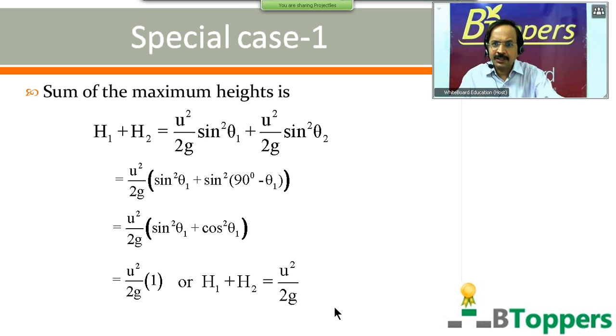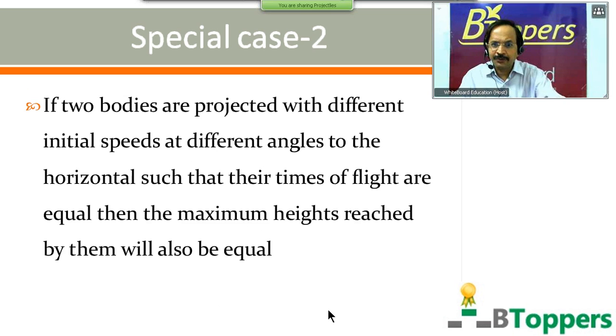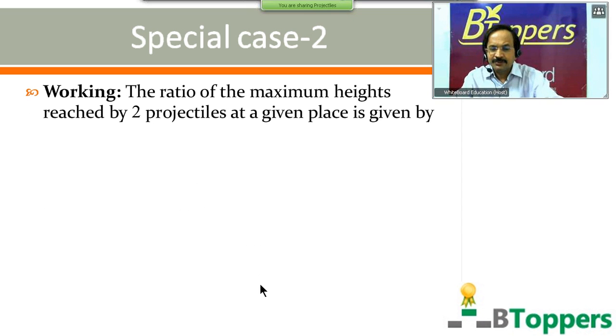Next, I am going to show you another conclusion, special case 2. First, I am showing the conclusion. Later, I will show you the working for the conclusion. The two bodies are projected with different initial speeds at different angles to the horizontal, such that their times of flight are equal. And the maximum height reached by them will also be equal. So if you want to copy the conclusion, you can take a pause and copy the conclusion. Next, I will be showing you the working for this conclusion.